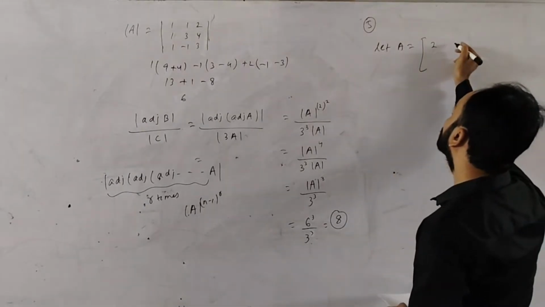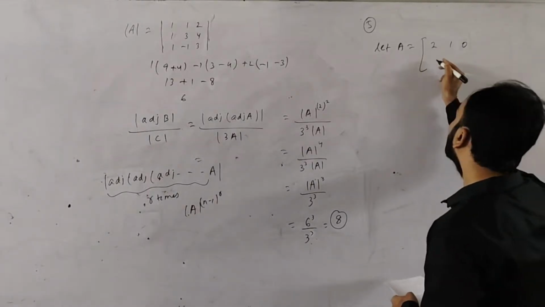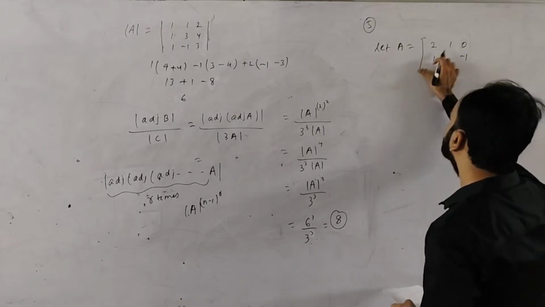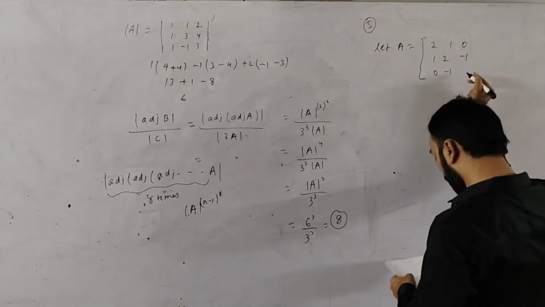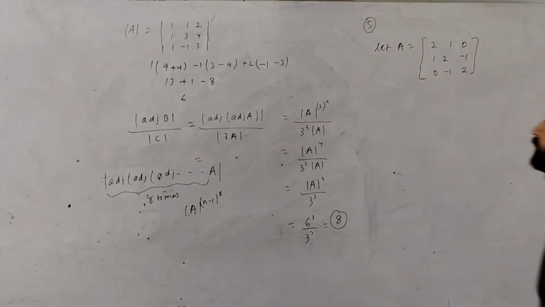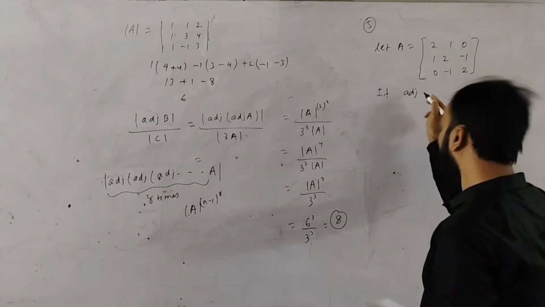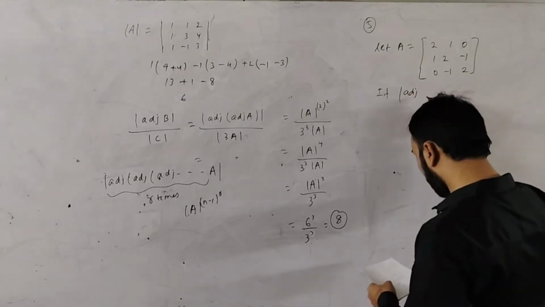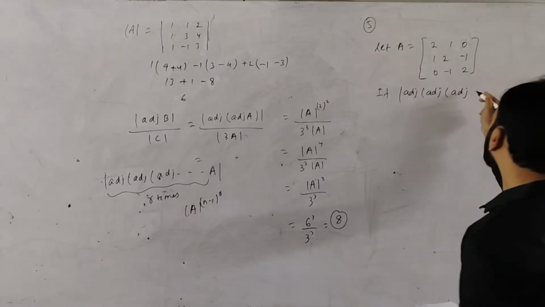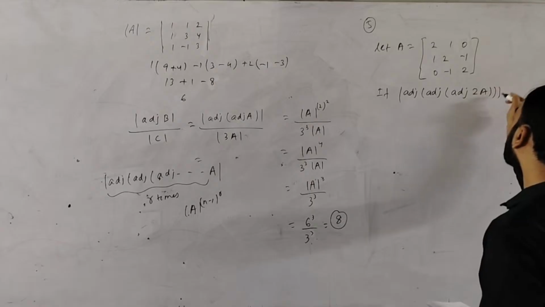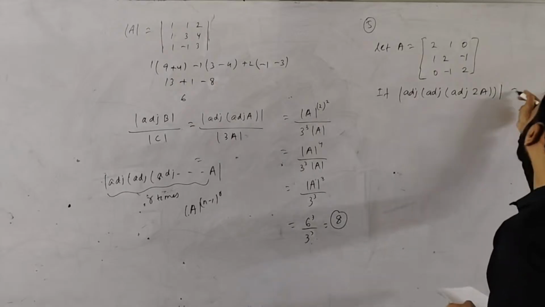Let A be given as the matrix with rows 2, 1, 0; 1, 2, minus 1; and 0, minus 1, 2. So this is given as A. And if the det of adjoint of adjoint of adjoint, how many times is adjoint there? 3 times, of 2A is equal to 16 to the power n.